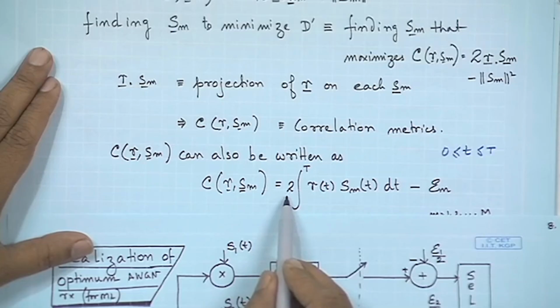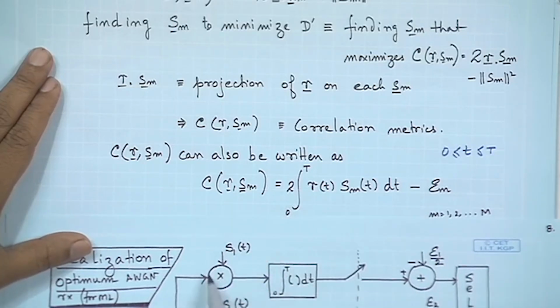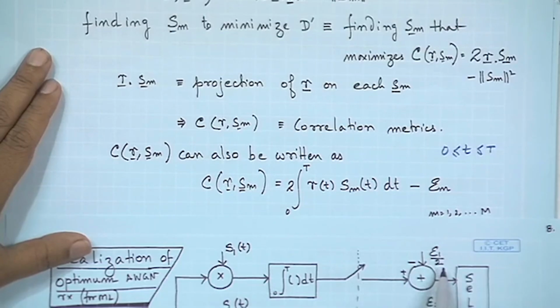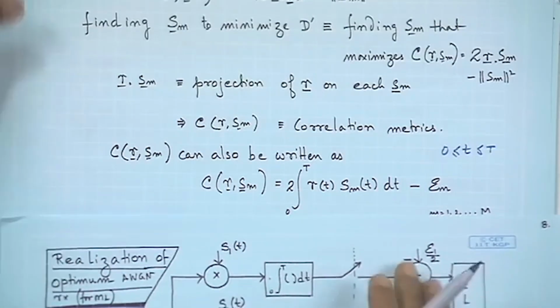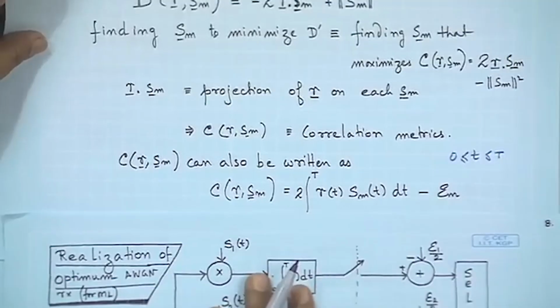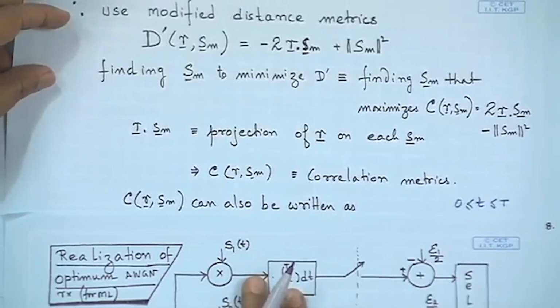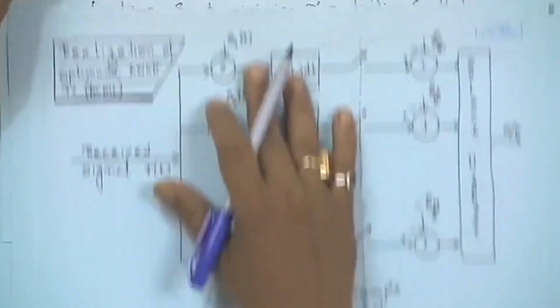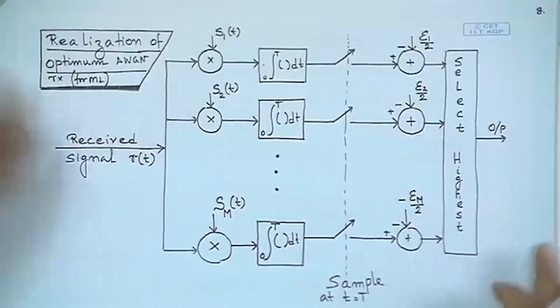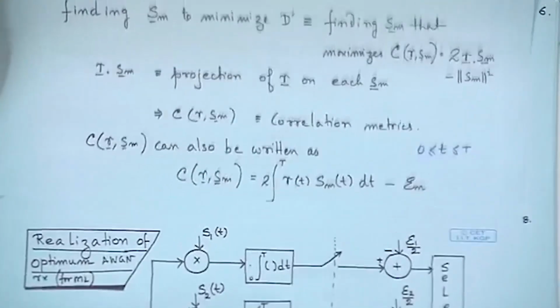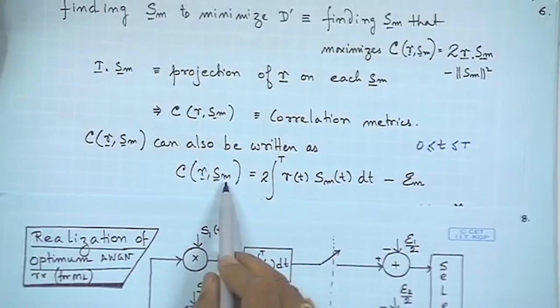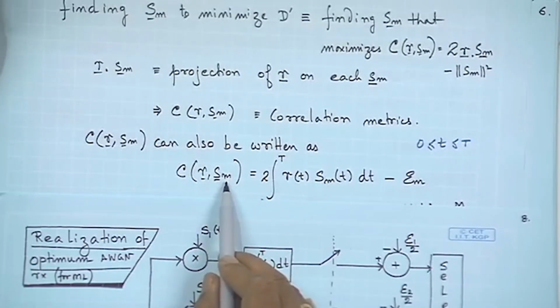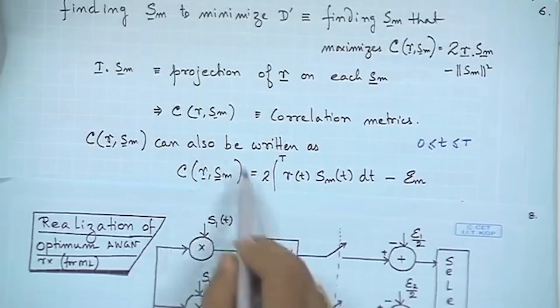Now, since we have a 2 over here, in this particular realization we do not put a 2. Therefore, when we take away the energy, we take away half the energy. You could have multiplied here by 2 and taken away the energy itself, which would have resulted in the same expression. So, just try to follow how we have converted from vector notation and finally reached the integral form, which can be realized in this way. Again, as you see, it is for Sm. That means we have to do it for all m and find that m which would maximize this C.